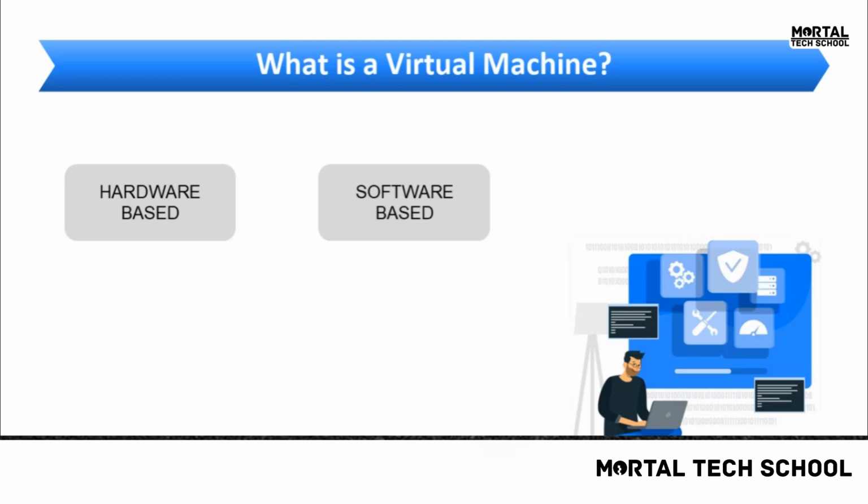software-based virtual machines. These virtual machines act as a runtime engine to run a particular programming language's applications. Examples of software-based virtual machines are JVM, that is the Java Virtual Machine, PVM, Parrot Virtual Machine, and CLR, Common Language Runtime, which acts as a runtime engine to run .NET-based applications.